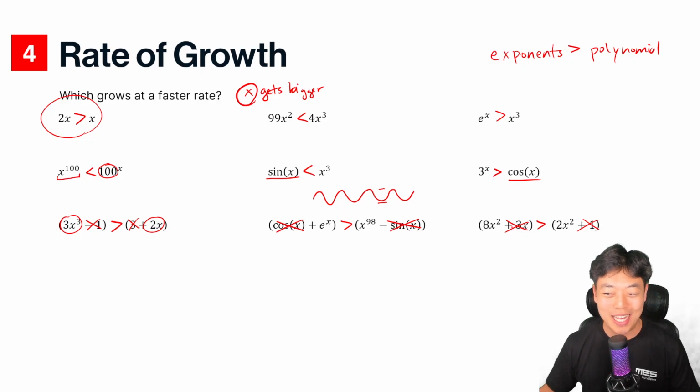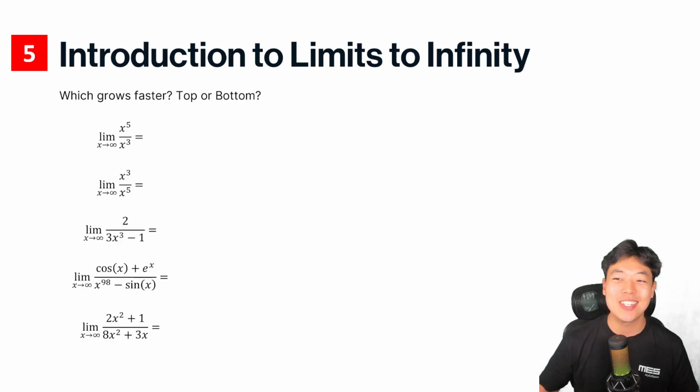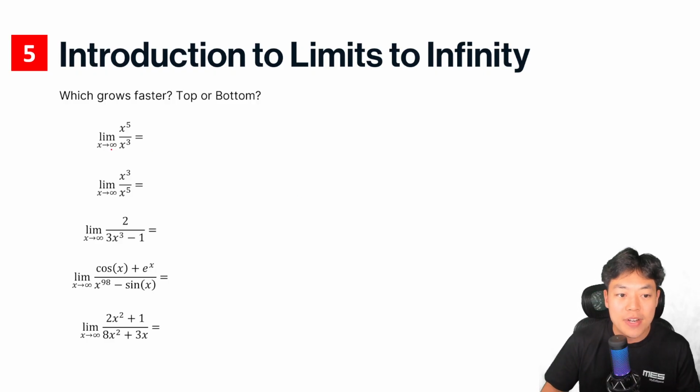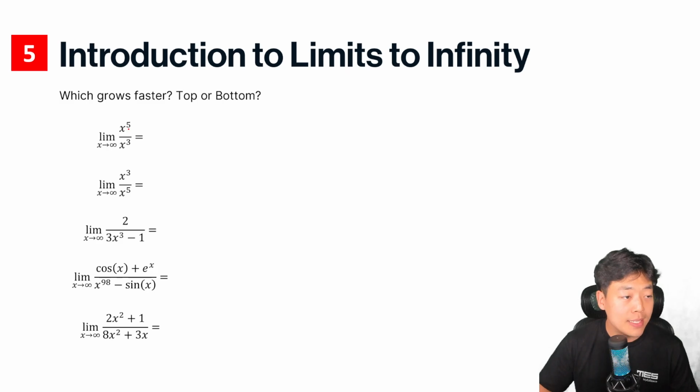This gets really cool, and I don't want to steal your teacher's thunder here. So I'm going to leave that as is, or maybe we'll take a look at it right now. Introduction to limits to infinity. Which grows faster, top or bottom? As x approaches infinity, does x to the 5th grow faster or x cubed? Well, x to the 5th grows faster.